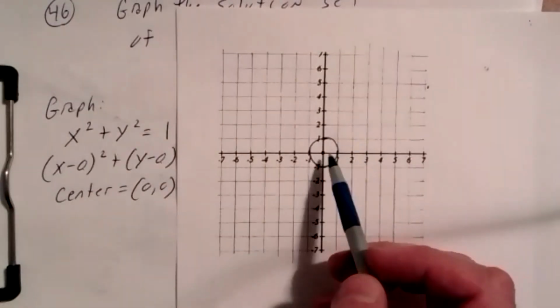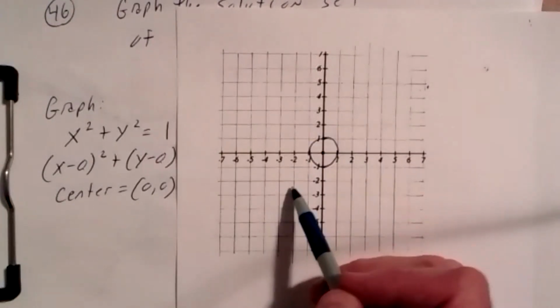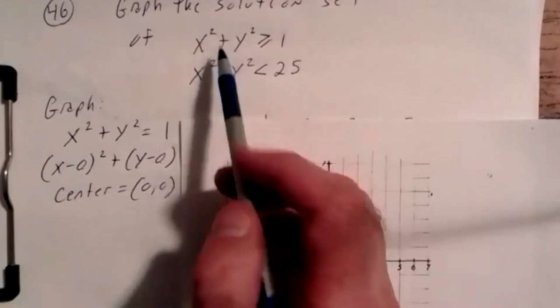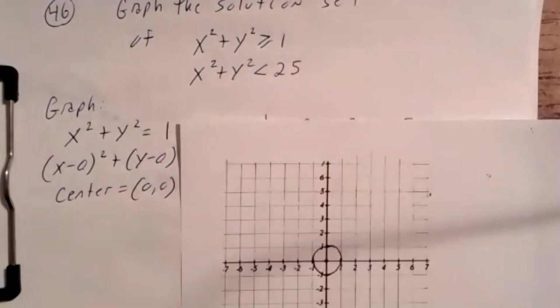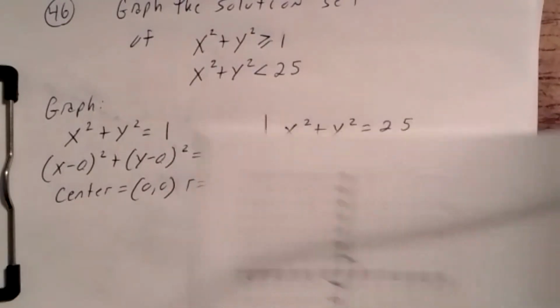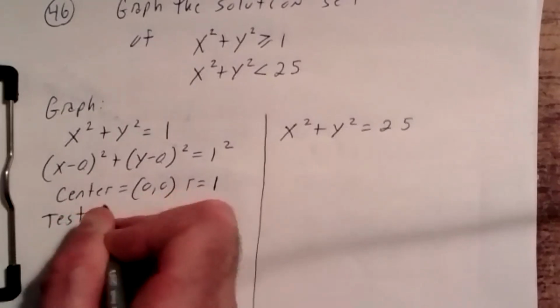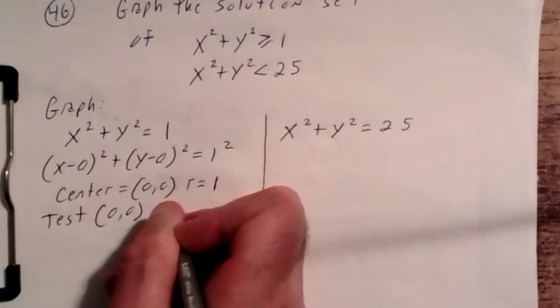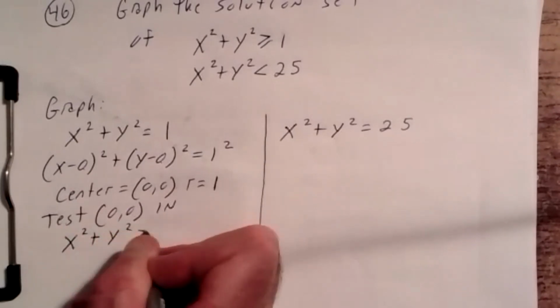Now we need to make a determination. Do we shade inside the circle or outside the circle to determine the solution set of this first inequality? To answer that question, we choose a convenient test point. So the origin is available. We're going to test out 0, 0 in our first inequality, x squared plus y squared greater than or equal to 1.